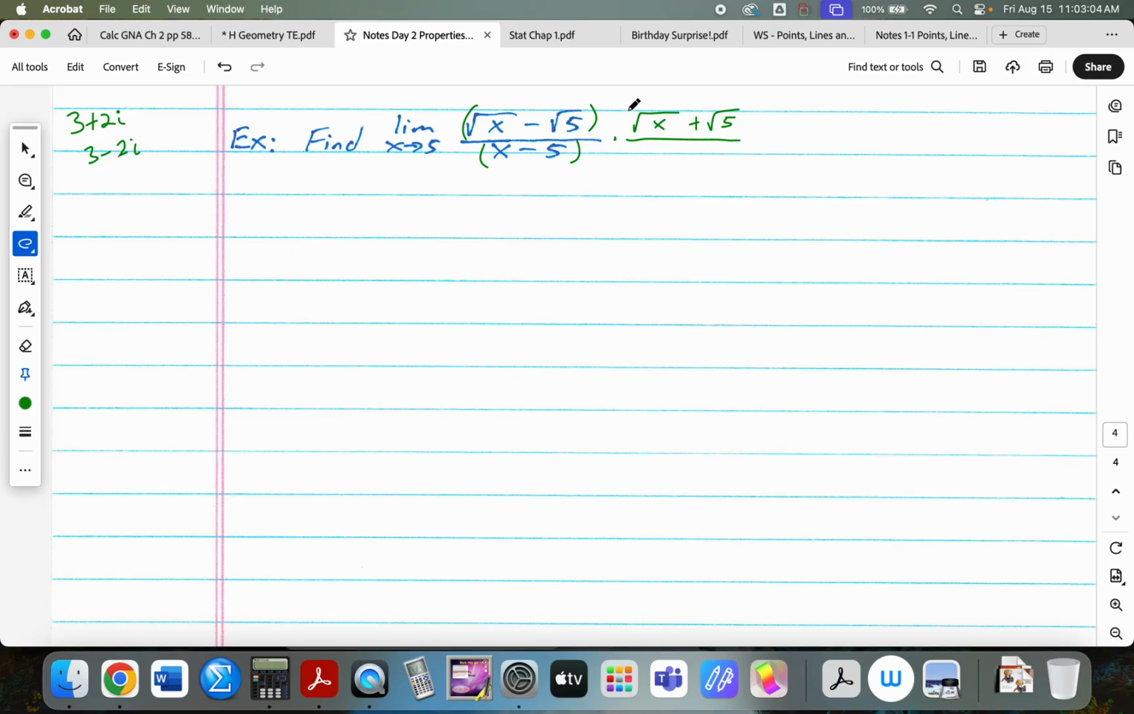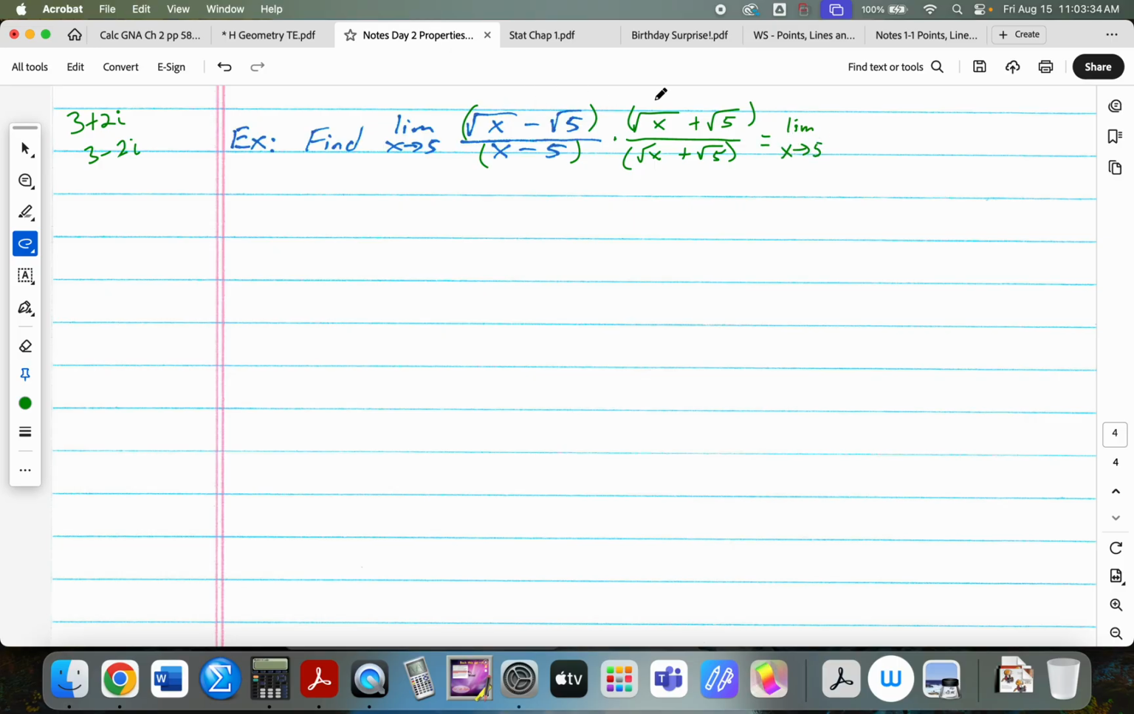I'm going to multiply the denominator also by the square root of x plus the square root of 5. Does everyone agree that I've multiplied by 1? Which shouldn't change anything, right? But it is going to change how this looks. So, in the numerator, I'm going to keep my limit. I can't stop writing the limit until I've evaluated it.